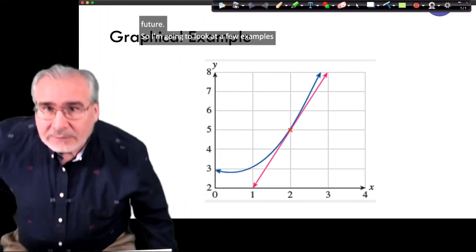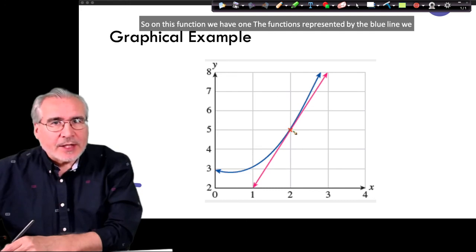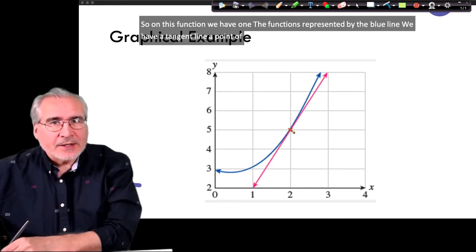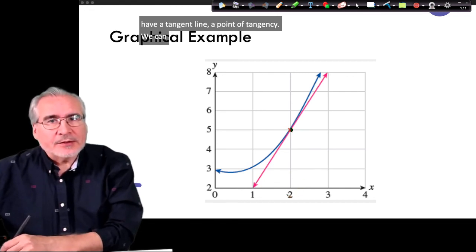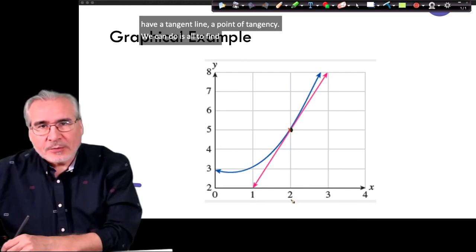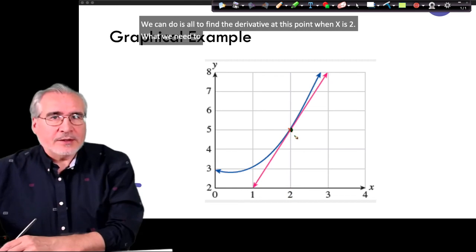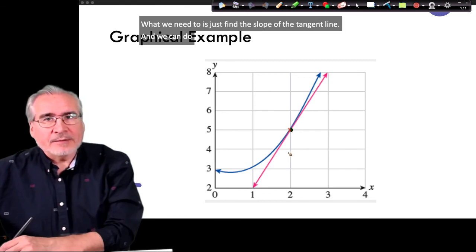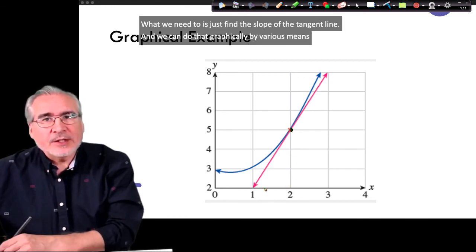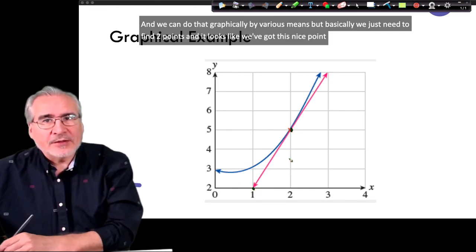Okay, so I'm going to look at a few examples here. And this first one, we have the function represented by the blue line. We have a tangent line, a point of tangency right here. Okay, what we can do to find the derivative at this point when x is 2, what we need to do is just find the slope of the tangent line. And we can do that graphically by various means, but basically we just need to find 2 points. And it looks like we've got this nice point here, (1, 0).